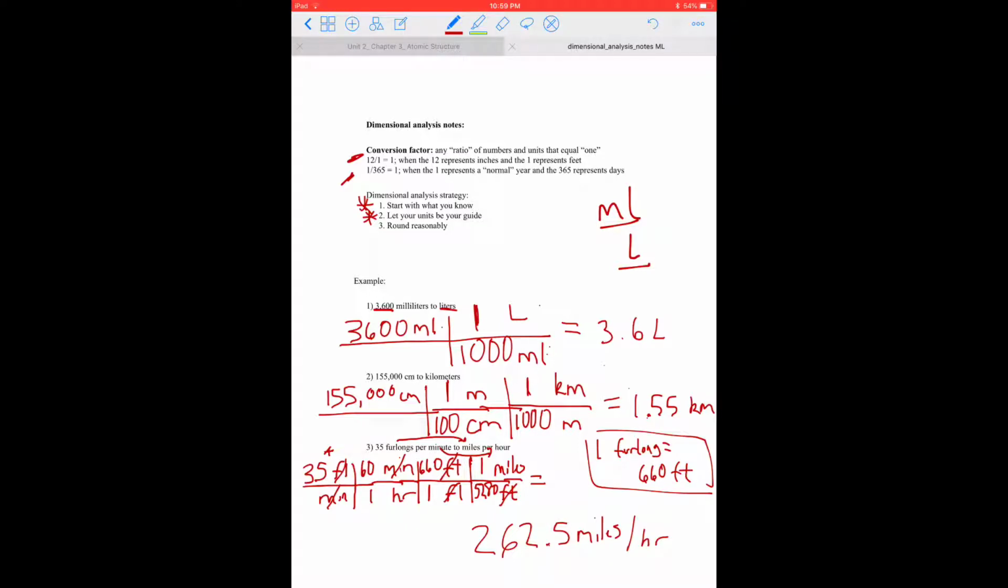So that's how you do dimensional analysis. This will come in really, really handy down the road when we start talking about the mole and we start converting there. So just remember, always start with what you know. Secondly, let your units be your guide. Make sure that you can always cancel things off to finish with what we want. And lastly, make sure to round reasonably.